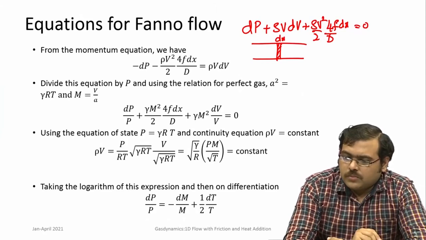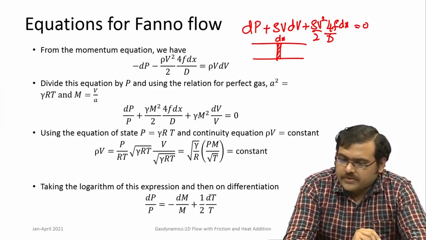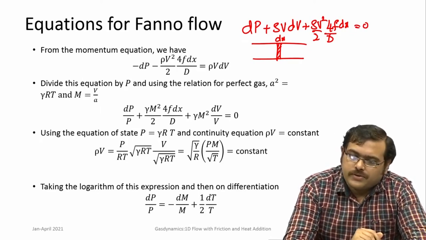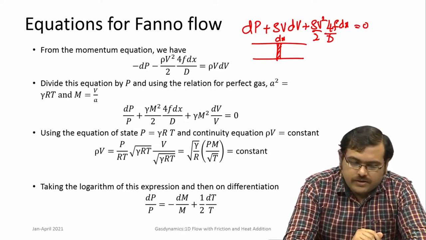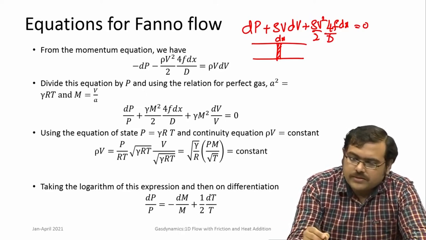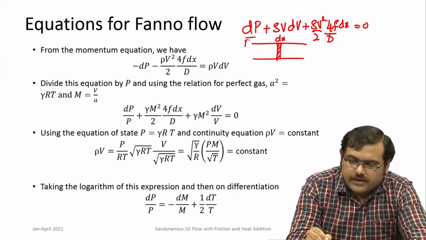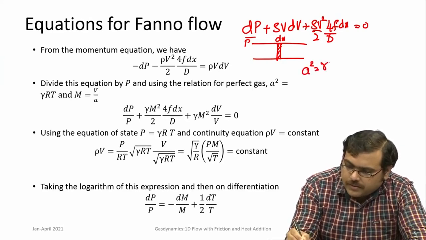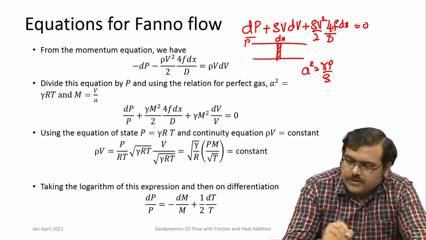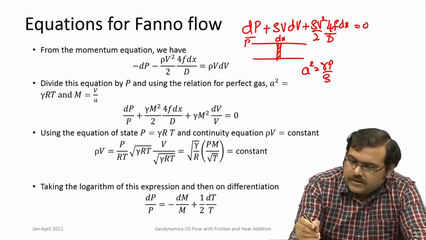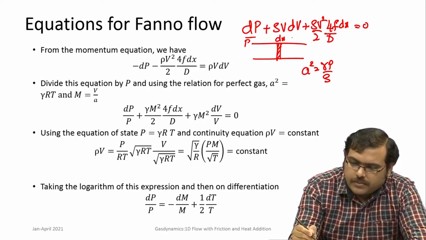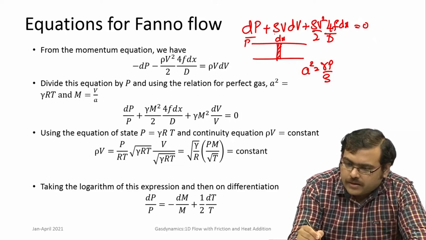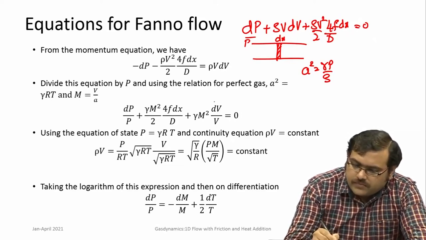Now we want to express everything in terms of Mach number. For this, we divide the entire equation by p, and we can use the fact that a squared is gamma p by rho. Here, if you multiply and divide by v, you will get rho v squared by p times dv by v, which is this term.